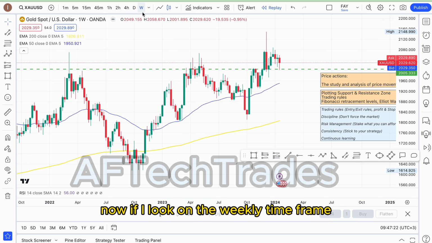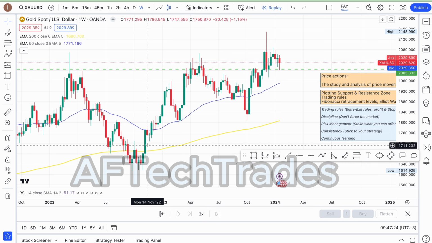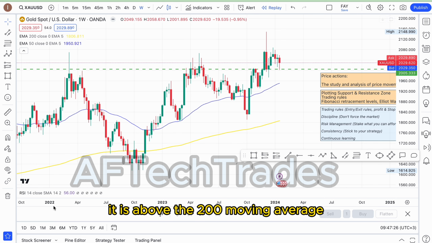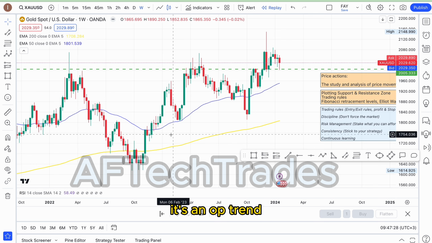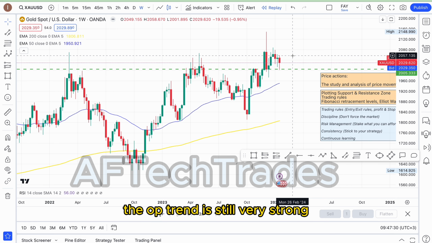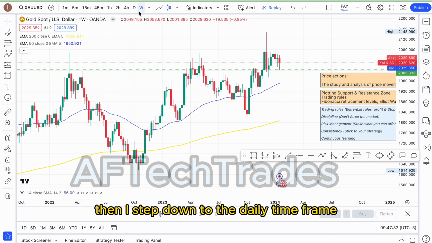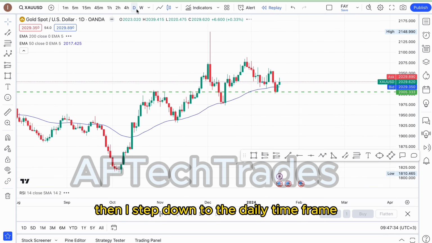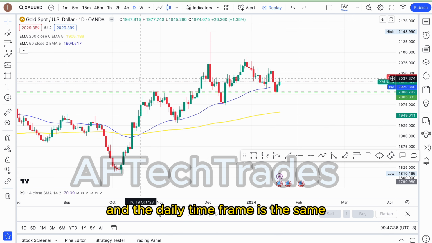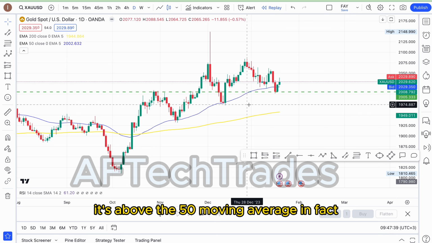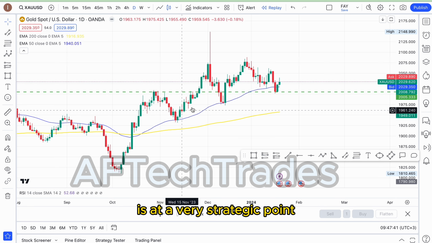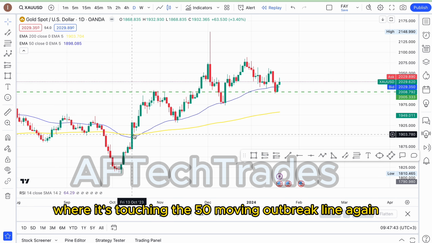Now, if I look on the weekly time frame, it is above the 50. It is above the 200 moving average. It's an uptrend. It's above the 50 as well. Still in the uptrend, still very strong. Then I step down to the daily time frame, and the daily time frame is the same. It's above the 50 moving average. In fact, it's at a very strategic point where it's touching the 50 moving average line again.